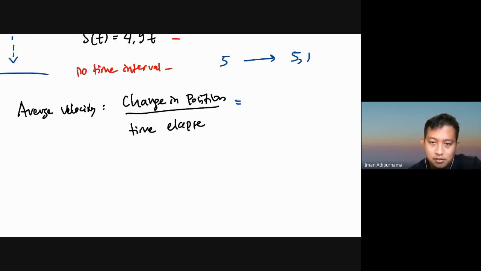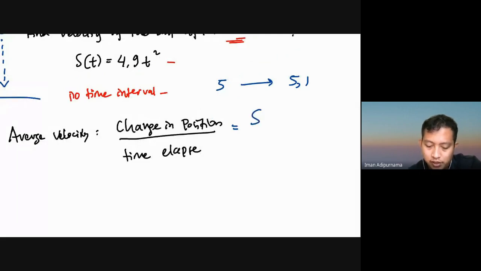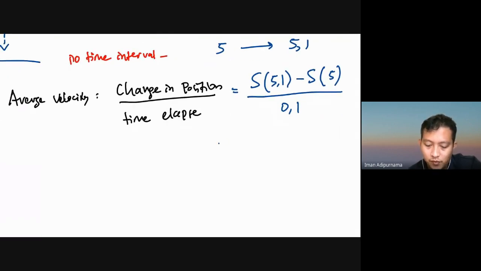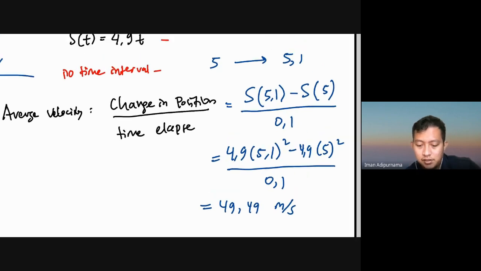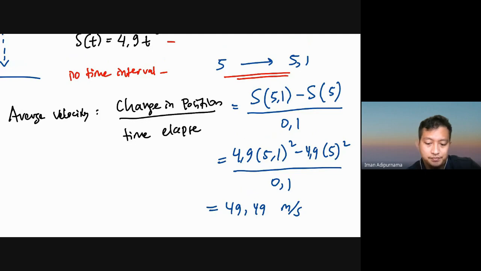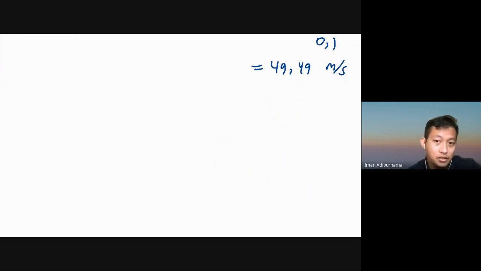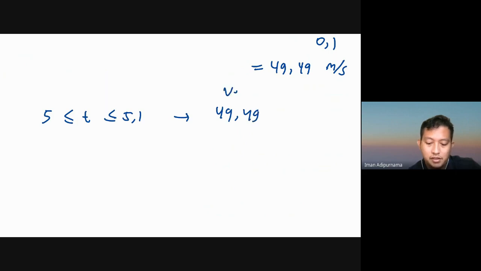So for the change in position, we put t inside the function s, and the time elapsed is just 0.1. Sorry. And if you calculate this with your calculator, you will get 49.49 meters per second. Okay. Seems nice, right? But this is just one interval here. Let's try another interval. So let me write my calculations here. The first interval gives 49.49 for the velocity.